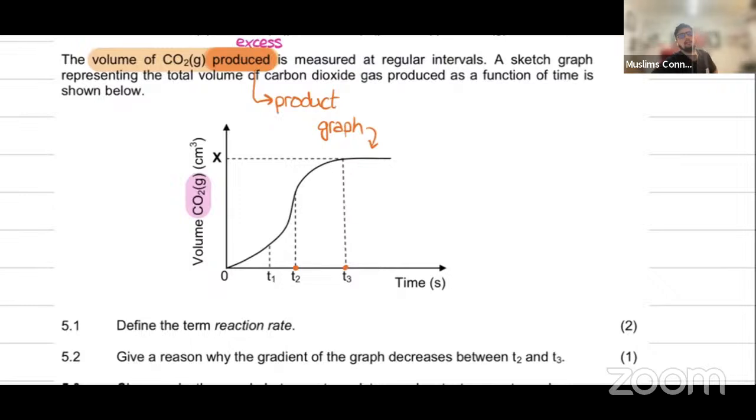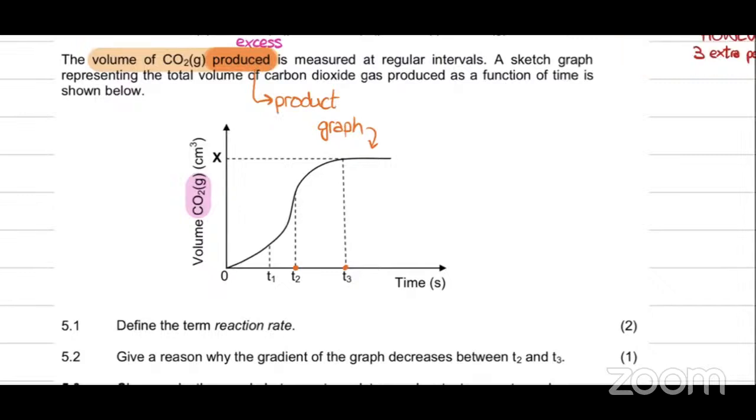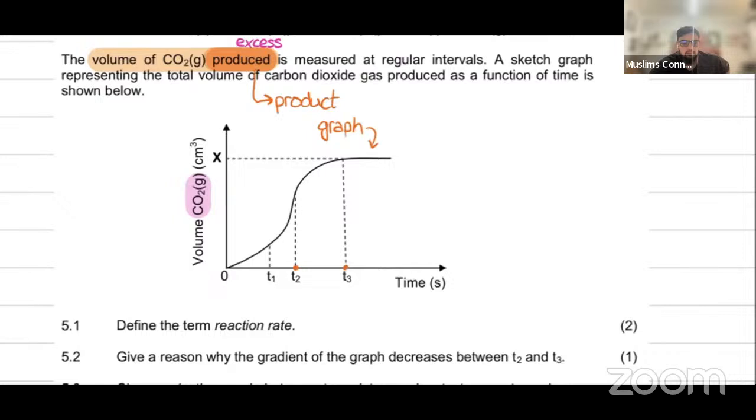I can still hear you guys, and I can still read the chat. Can anyone give me a reason why the gradient of the graph decreases between T2 and T3? Okay, I'll take that as a no.